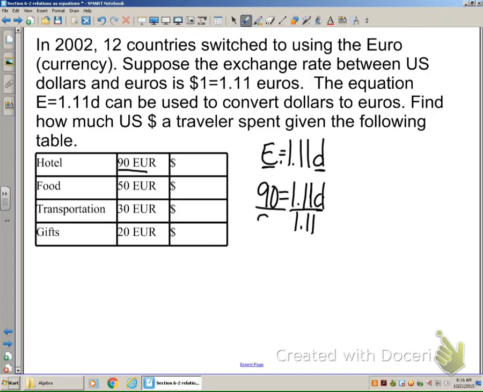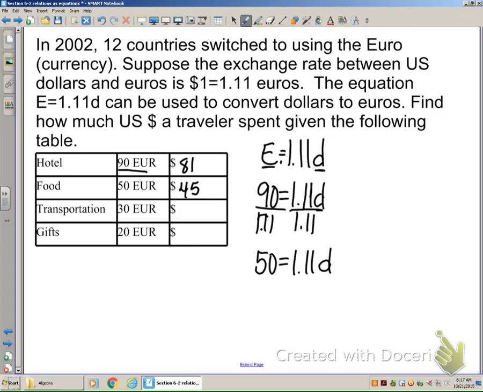So 90 divided by 1.11 is, I believe, 81. Let me get my calculator. I don't want to screw that up. Let's see here. 90 divided by 1.11 is approximately 81. It's 81.08. We'll stick with the 81. Okay, 50 euros equals 1.11 times the number of dollars. We don't know the number of dollars, so I'm just going to divide 50 divided by 1.11, and I get roughly $45.